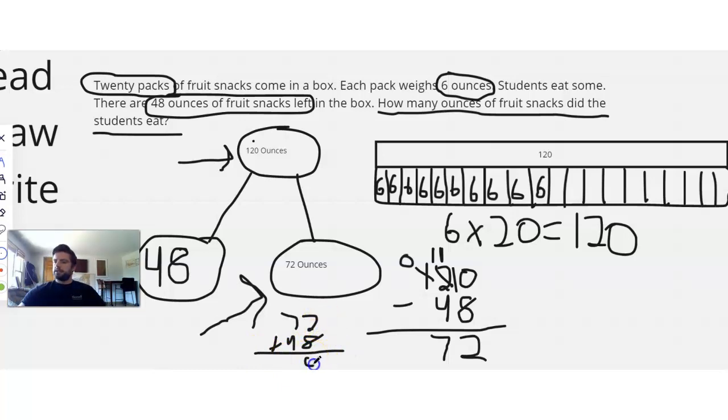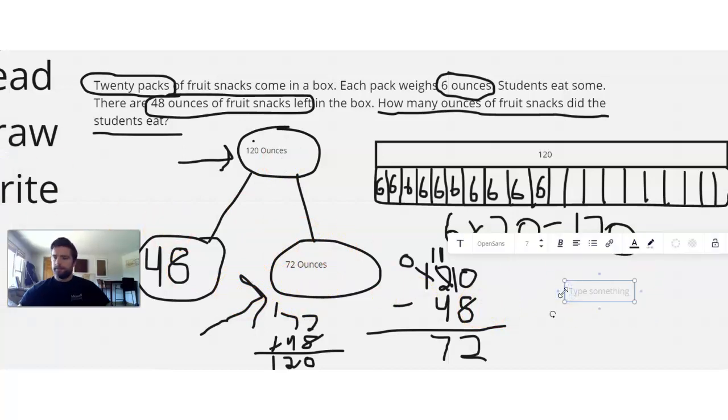2 plus 8 is 10. Put a 0 down, carry the 1. 7 plus 1 is 8. Then add 4 more. 9, 10, 11, 12. 48 plus 72 absolutely does equal 120, which means this number bond works out perfectly. We solved the problem. So the students ate 72 ounces of fruit snacks.